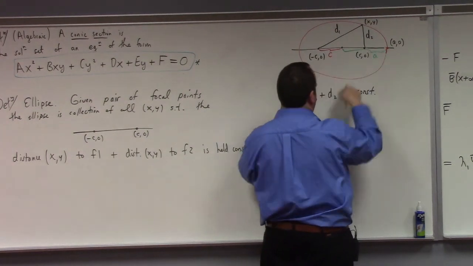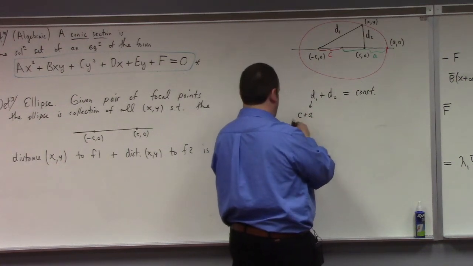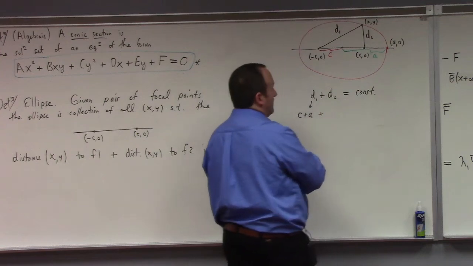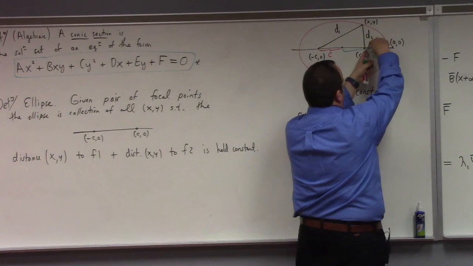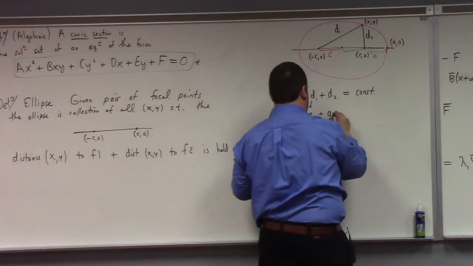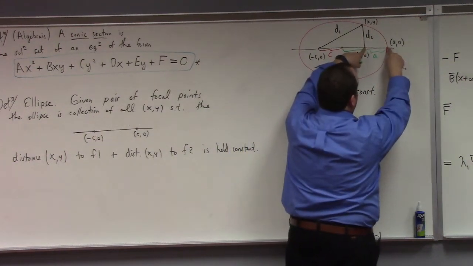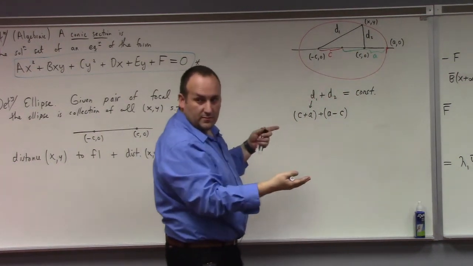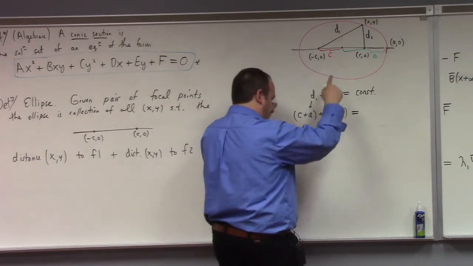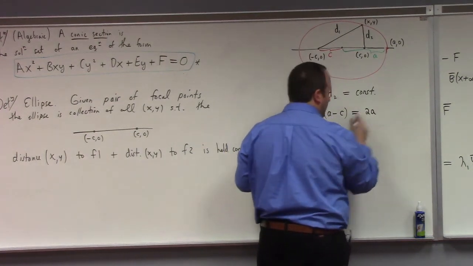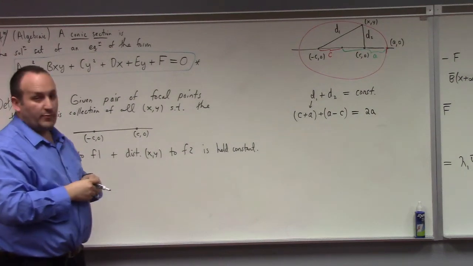That's A, right? So C plus A is D1. And what's D2? A minus C, right? That distance would be A minus C. And so, what's the constant? The C's cancel, we get 2A, right? But what is D1?